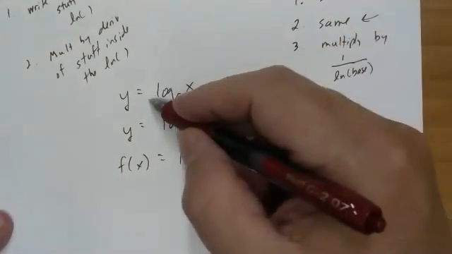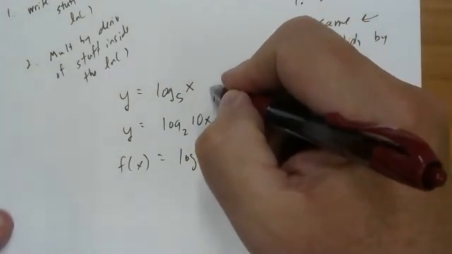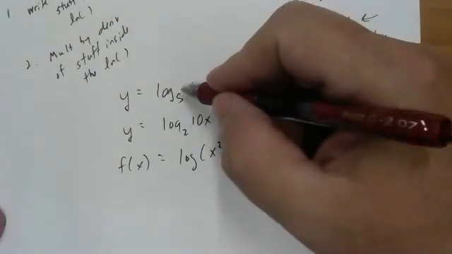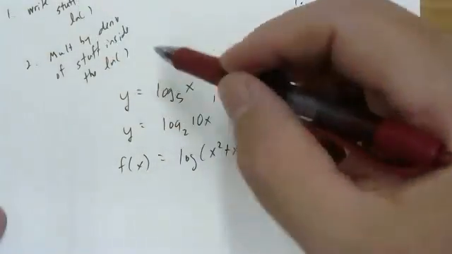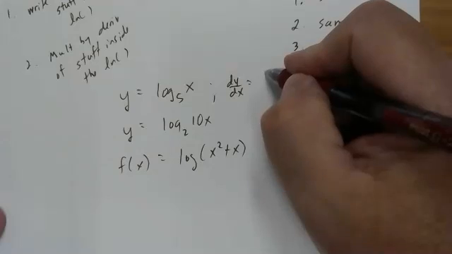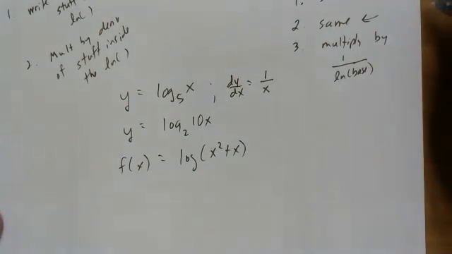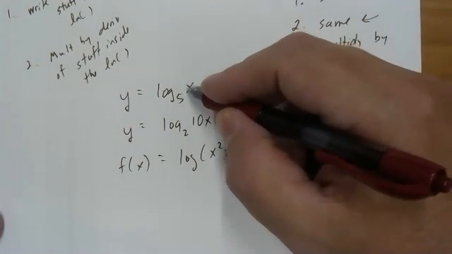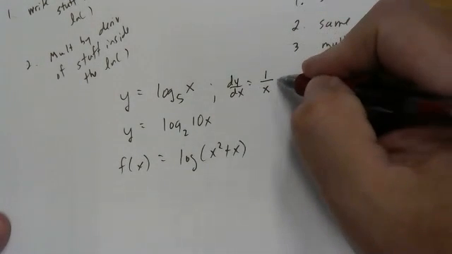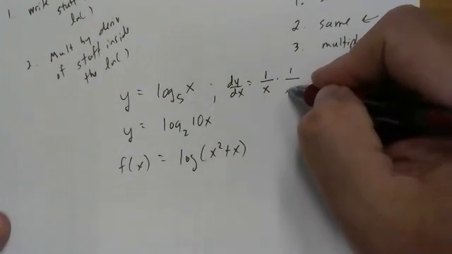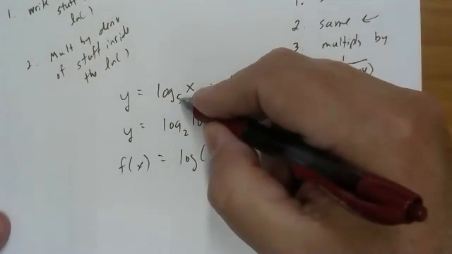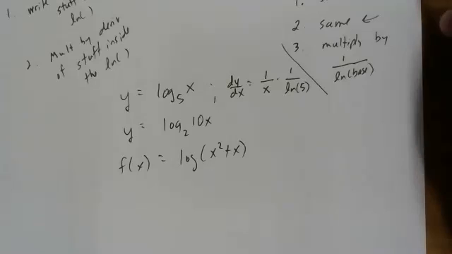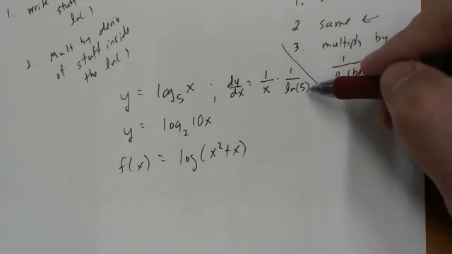So this first one, we want to take the derivative. You put 1 over whatever is inside the log. Then you multiply by the derivative of what's inside the log. Derivative of x is just 1. And then you multiply by 1 over the natural log of the base. This is log base 5. So multiply 1 over natural log of 5.